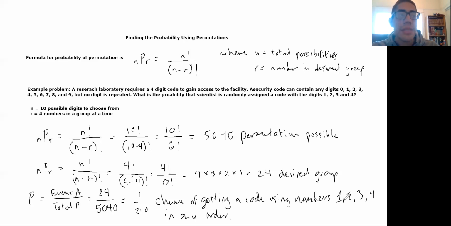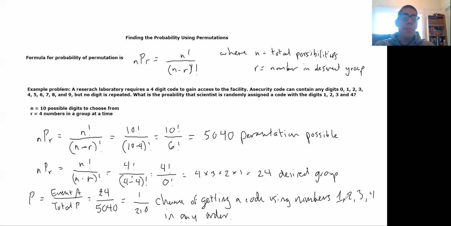So that seriously reduces the number of possibilities and permutations, right? So what is the probability that a scientist is randomly assigned a code with digits 1, 2, 3, and 4? Okay, so now we have to determine what our n and our r is. In this case, our n is the total number of digits we're going to choose from. Well, there's 10 digits because we have 0 and we go 1 through 9, so that's 10. So our n is equal to 10.